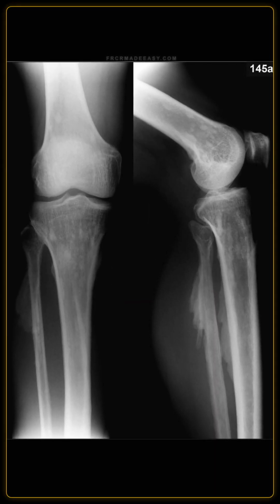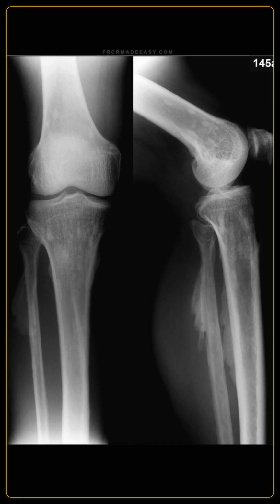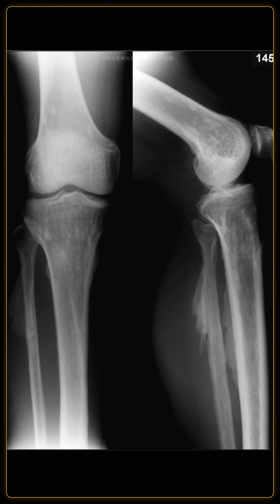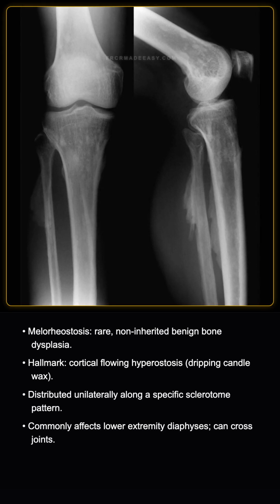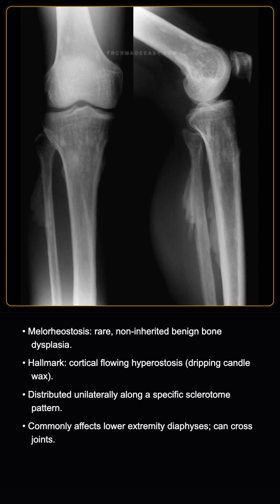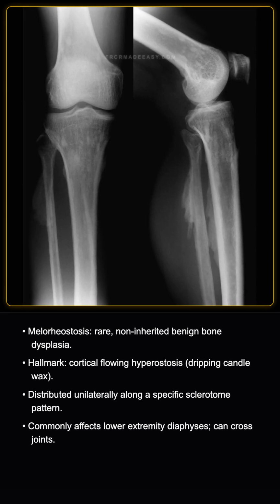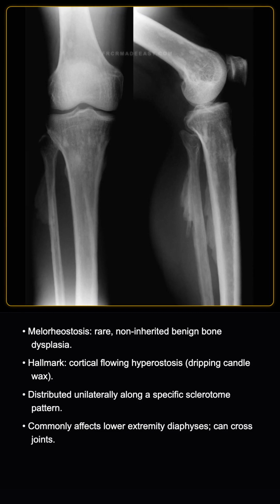Explain the radiological signs, inheritance, and pathophysiology of Melorheostosis. In that case, Melorheostosis is a rare, non-hereditary, benign, sclerosing bone dysplasia of unknown etiology. Its hallmark is flowing hyperostosis along the cortex of tubular bones, classically described as the dripping candle wax appearance.